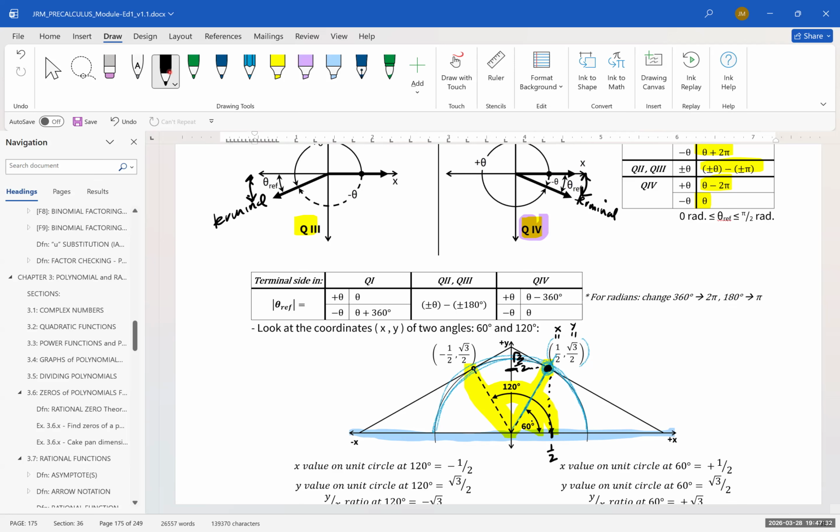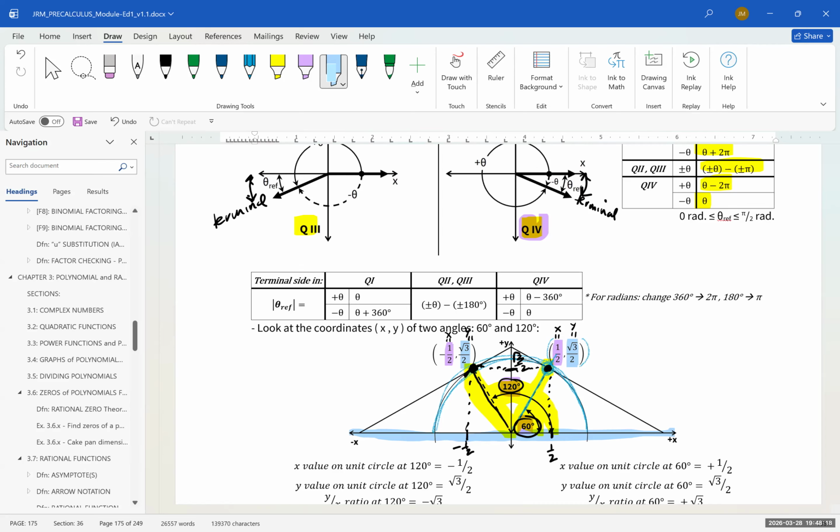All right, now that's for 60 degrees. Now, if we measure 120 degrees and we follow the terminal side up to where it intersects the circumference of a circle, then the coordinates of this point are also 1/2, but negative, and square root of 3 over 2. So that's the interesting thing: we've got two different angles, 120 and 60, and yet they both have 1/2 for x values, and they both have square root of 3 over 2 for y values.